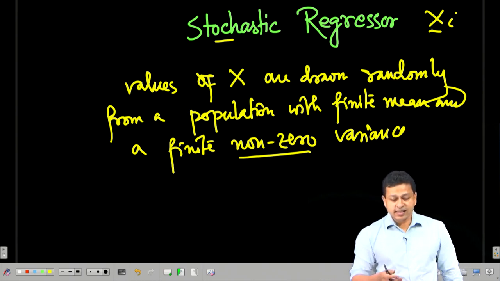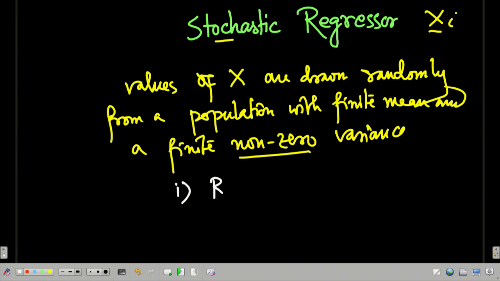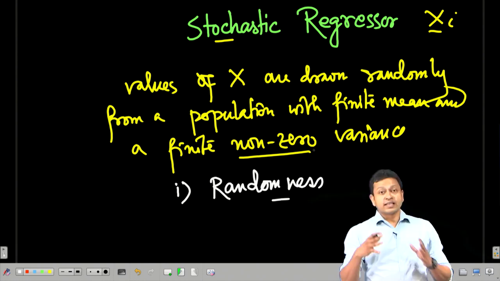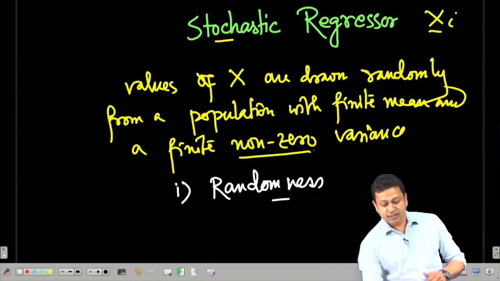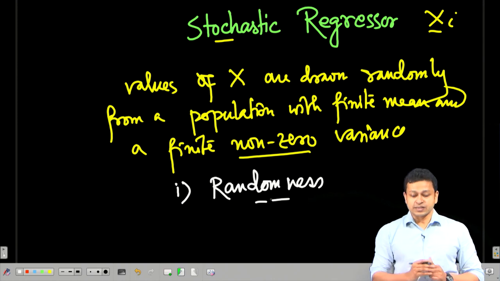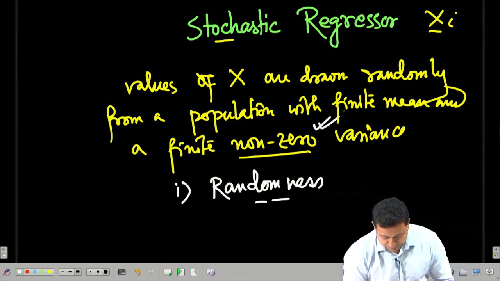Now, here since I am allowing some amount of randomness, I need a non-zero variance. If I have a zero variance, that would mean there is no variation in the data, and that would mean that the component of randomness will go away. So, essentially it has to be a non-zero variance. Okay. So, that is the first thing that we need to remember.